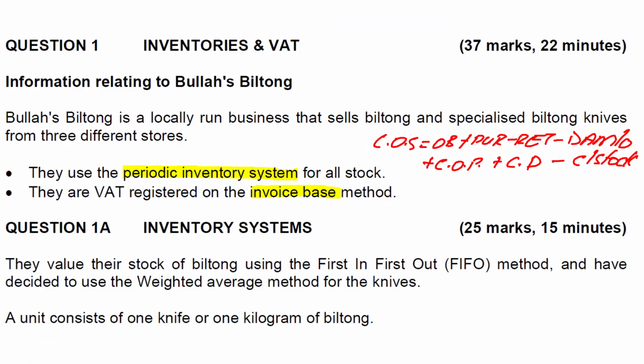Now let's get to the inventory system, which is the first part, question 1A, 25 marks for 15 minutes. You are told that Boilers Biltong values their stock of biltong using the first in, first out method. First in, first out means the first stock to be purchased will be the first one to be sold, and they have decided to use the weighted average method for knives. So for biltong they use first in, first out, and for knives they use weighted average method. A unit consists of one knife or 1 kilogram of biltong.